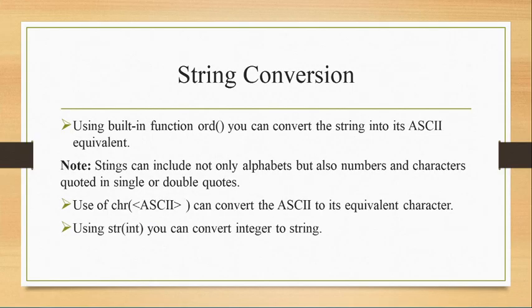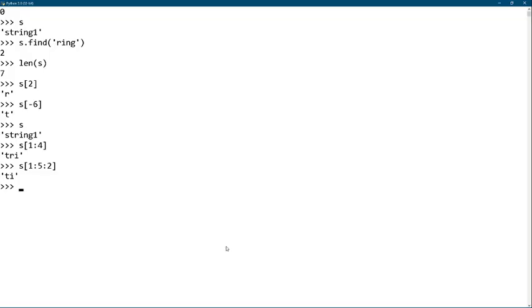Now let us learn something about string conversions. Strings can be converted into their ASCII equivalent by using the built-in function called ord. Strings can include not only alphabets but also numbers and characters quoted in single or double quotes. Let's see one example here.